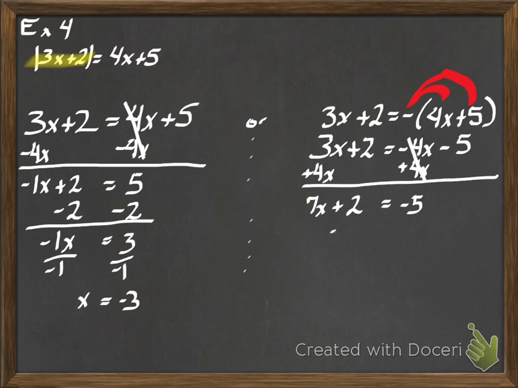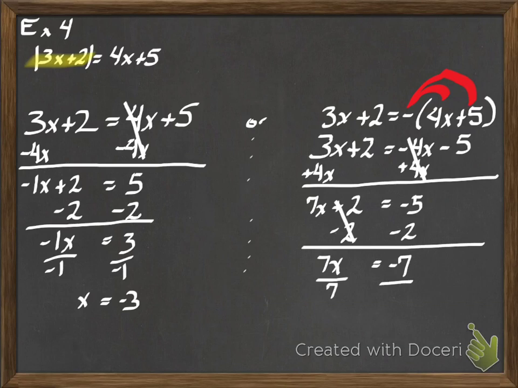Now I've got to move my 2 over to that side with that negative 5. And so that gives me 7x, that positive 2 and that minus 2 cancel out, equals negative 7. Divide both sides by 7, and x is equal to negative 1. And so it appears at this step that I have two solutions. And we could end up with two solutions.